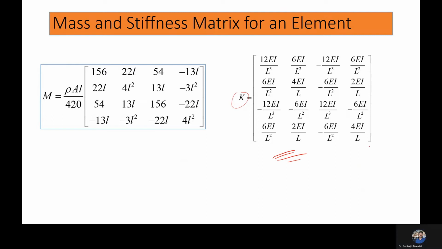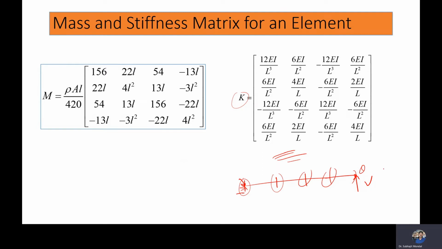For a beam, what happens? We consider each node to have 2 degrees of freedom. So here, 1 element, 2 element, 3 element, like that. We can have more elements. Each node will have 2 degrees of freedom: one corresponds to the vertical displacement, and another corresponds to theta. So depending on how many nodes there are, we'll have the total degrees of freedom.